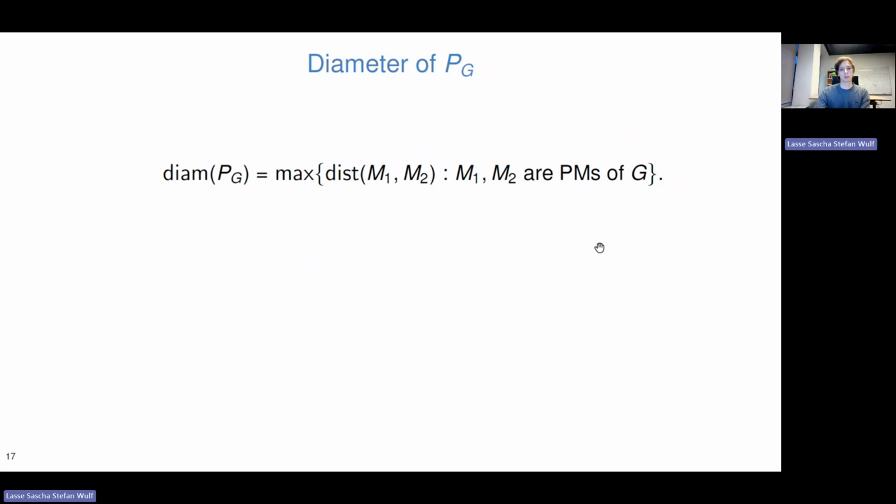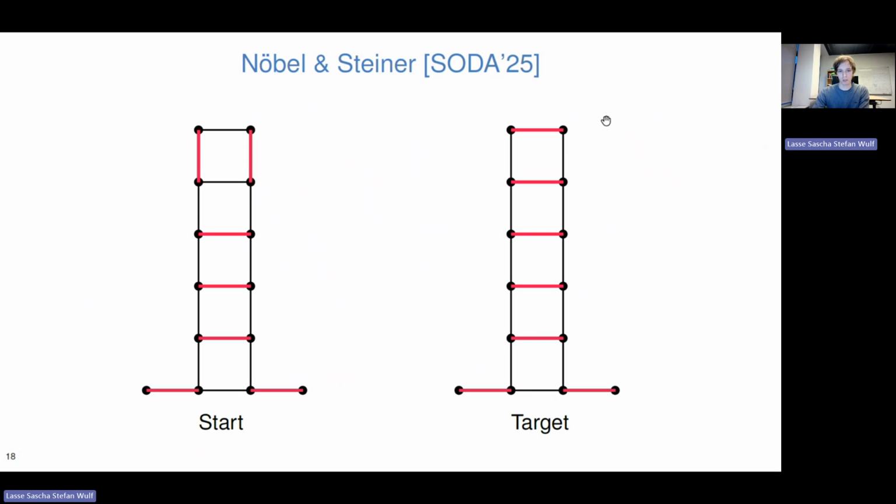So to summarize, we want to compute the diameter of the perfect matching polytope, which is the maximum flip distance of any two perfect matchings of the given bipartite graph. And how do we show hardness of such a question? That is, of course, the main question. And here I'm going to refer to an elegant idea of Nöbel and Steiner that they used already in SODA 25. So they introduced these gadgets, which they called tower gadgets.